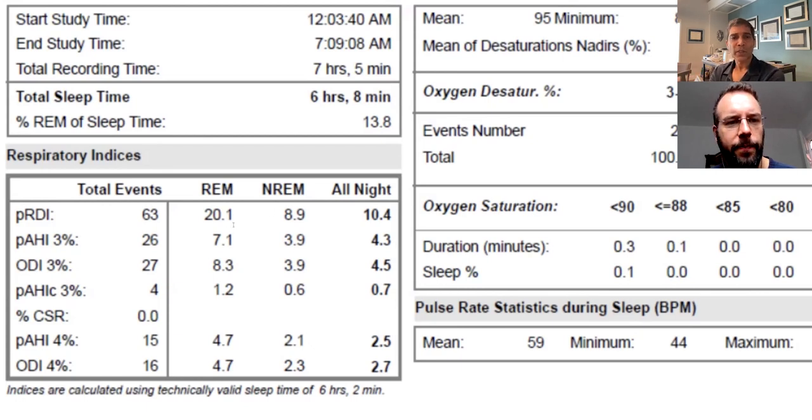And then this woman during REM sleep is 7. That 4 became 7. The 10 became 20.